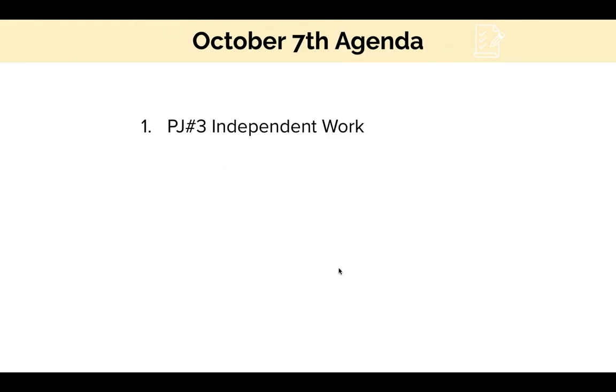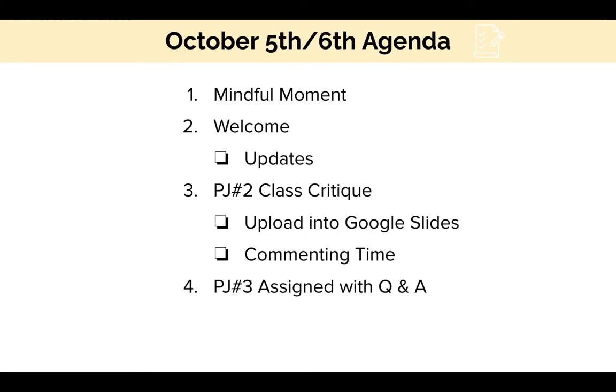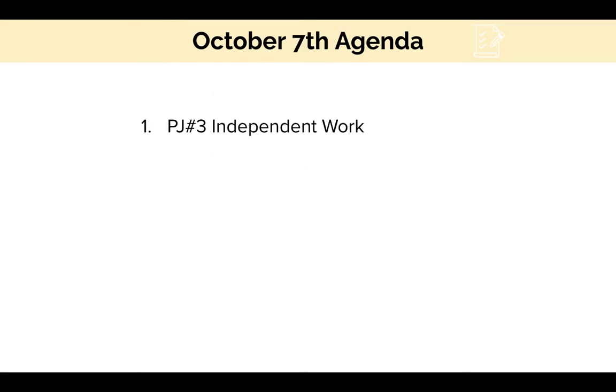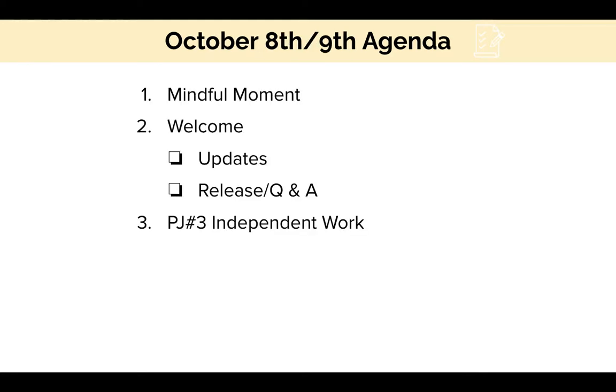The October 7th agenda: you're just continuing to work on Process Journal number 3. If you were pacing yourself on Monday and Tuesday, there are 4 parts of Process Journal number 3. You'd only have to do part 1 on Monday, and it's really short and simple and easy. It's as simple as washing your hands, literally, and then reflecting on it. So that's all you'll have to do Monday. Wednesday work, you'll do part 2. And then Thursday, you'll do parts 3 and 4. Thursday, Friday.